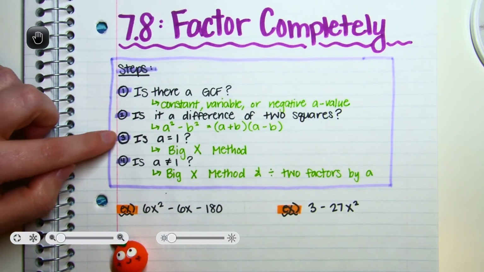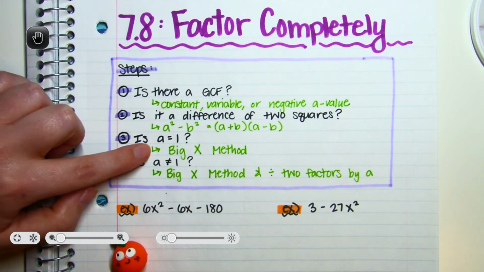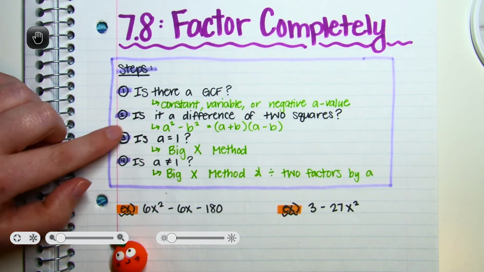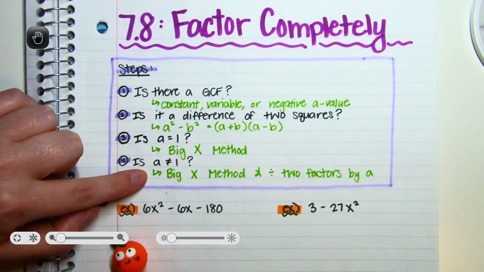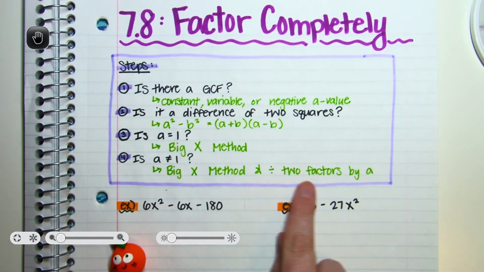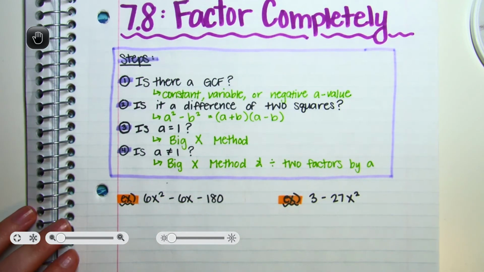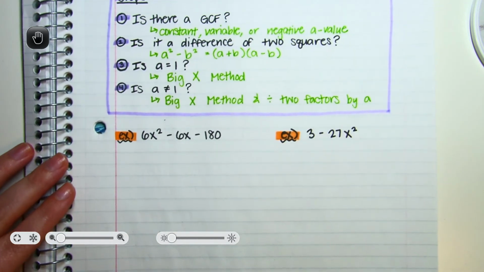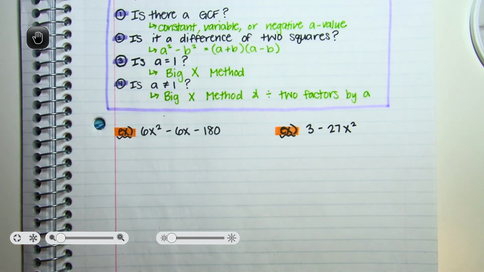If not, then you'll continue on to step 3 and ask yourself, is your A value equal to 1? If it is, you're going to use the big X method. And then lastly, is your A value not equal to 1? So you'll still use the big X method, but then you're going to have that extra step where you divide your two factors by the A value. So let's go ahead and look at some examples. Again, this is all stuff that you've done before. We're just looking at them all now at one time and recognizing what method we're using.